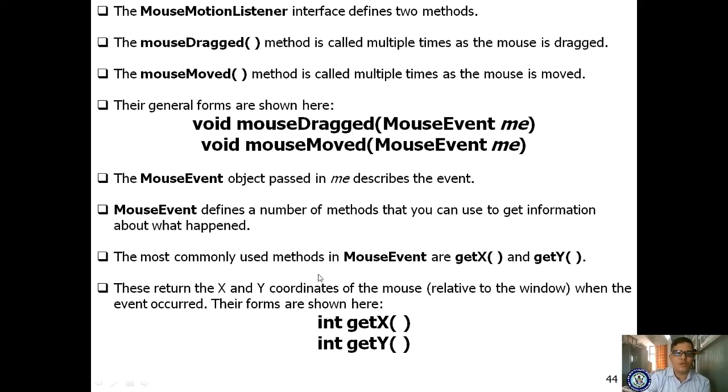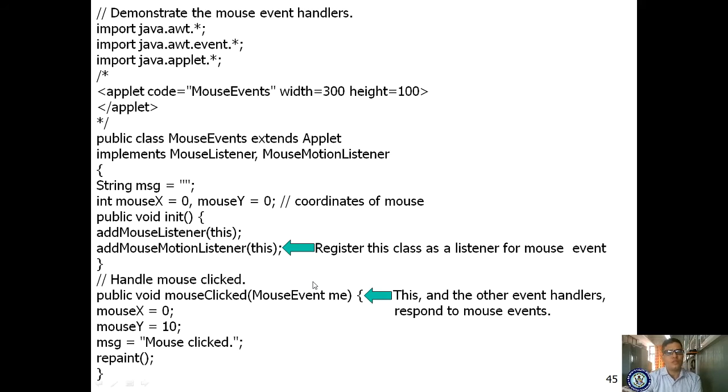The most commonly used methods in mouse events are getX and getY. These methods are used to identify the X location as well as the Y location in your window, the X coordinate as well as the Y coordinate. Here it is specified int getX, int getY. These access the X coordinate and Y coordinate relative to the window. To understand this concept, please give more attention to this program. Later we will show the program execution.